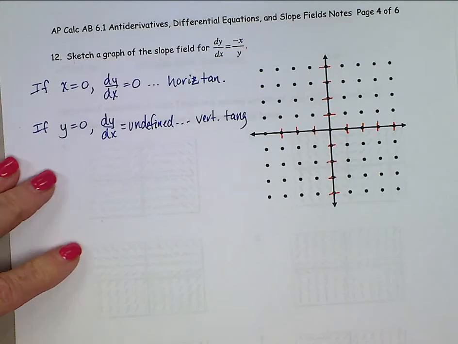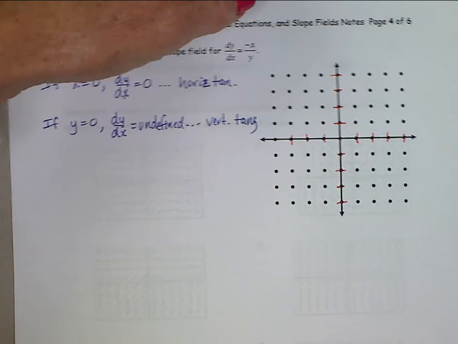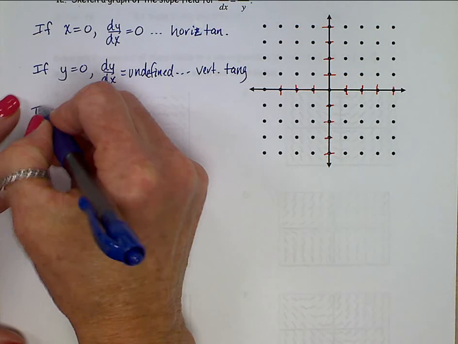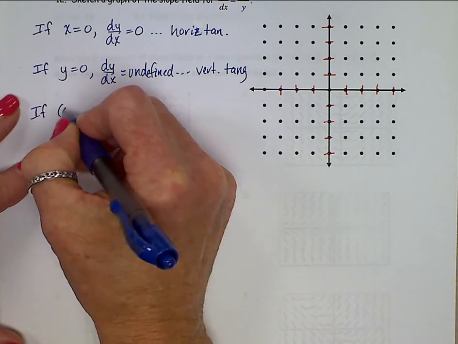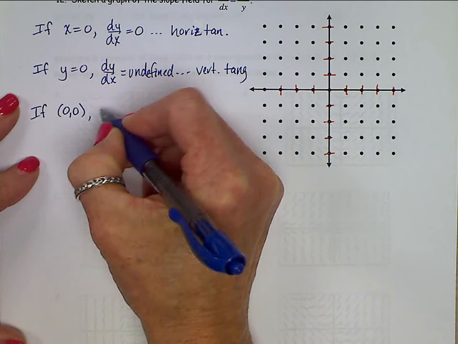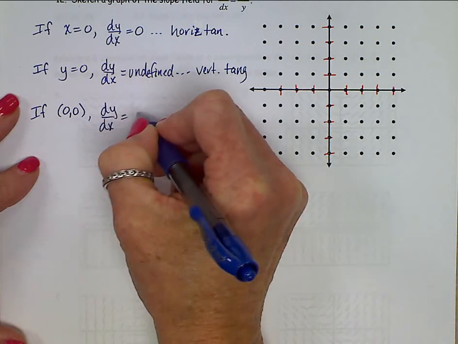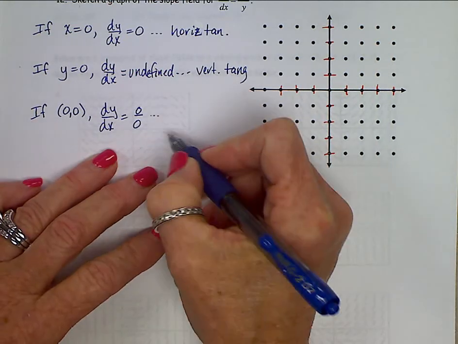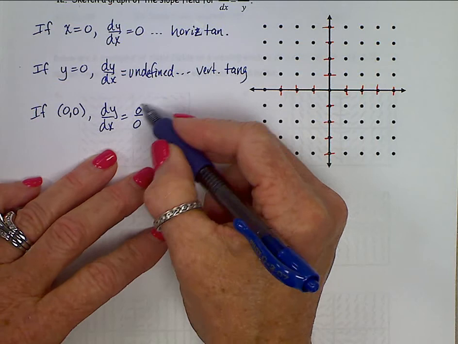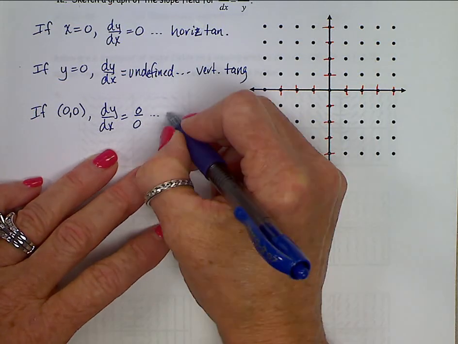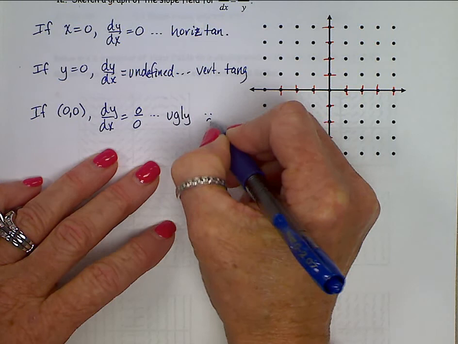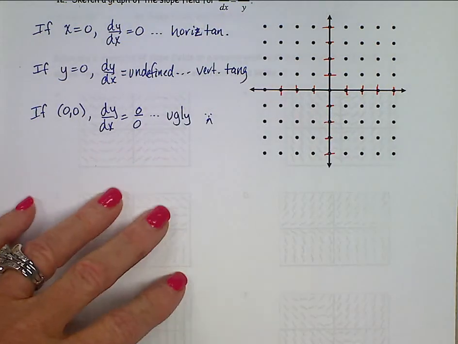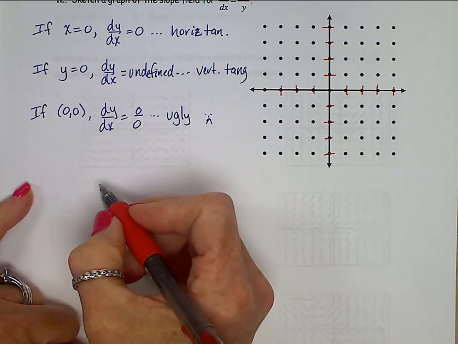And the one point that I kind of skipped over and didn't draw tangents in was right at the point (0, 0). If we have the point (0, 0), then dy/dx is 0 over 0, and that's just ugly. It's not undefined, it's not 0, it's just kind of ugly. So we are not going to worry about that one. And let's go ahead and calculate some slopes at other points.